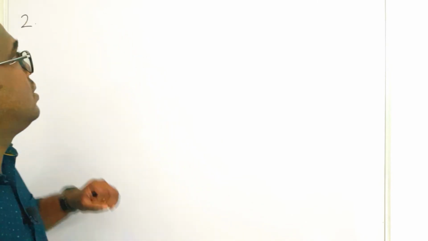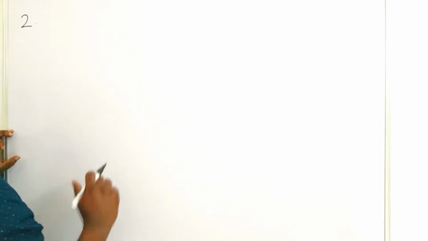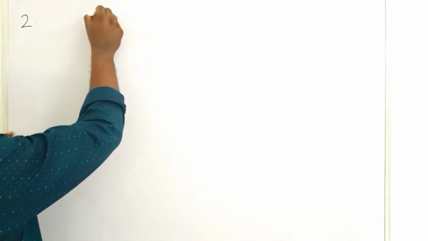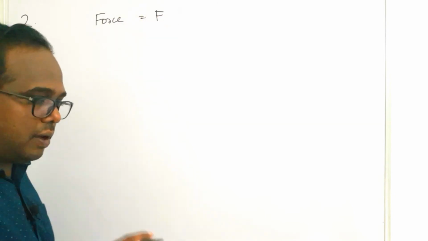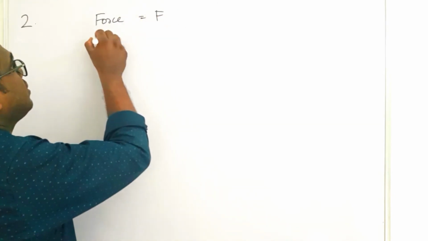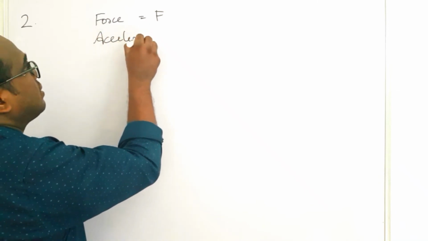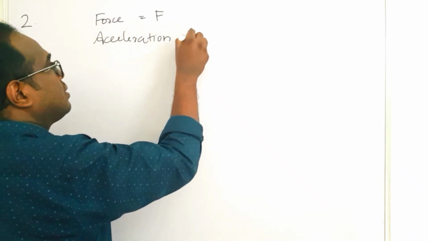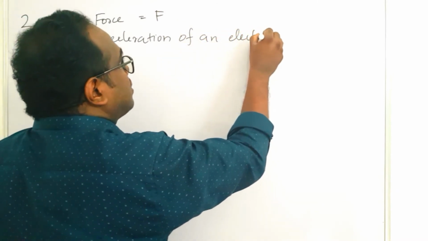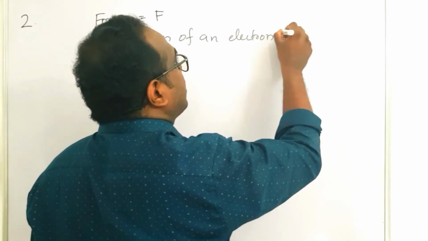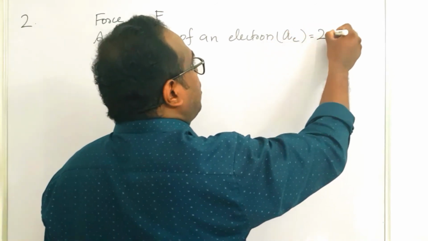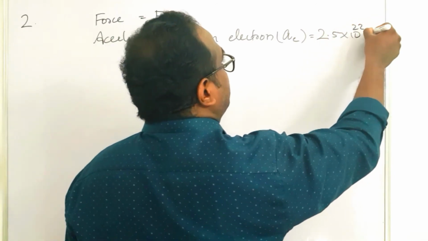Now the second question. Under the action of a given Coulombian force, Coulombian force means electrostatic force, okay? Let it be F. Under the action of a given force, the acceleration of an electron, let it be AE, is 2.5 into 10 raised to 22 meter per second.